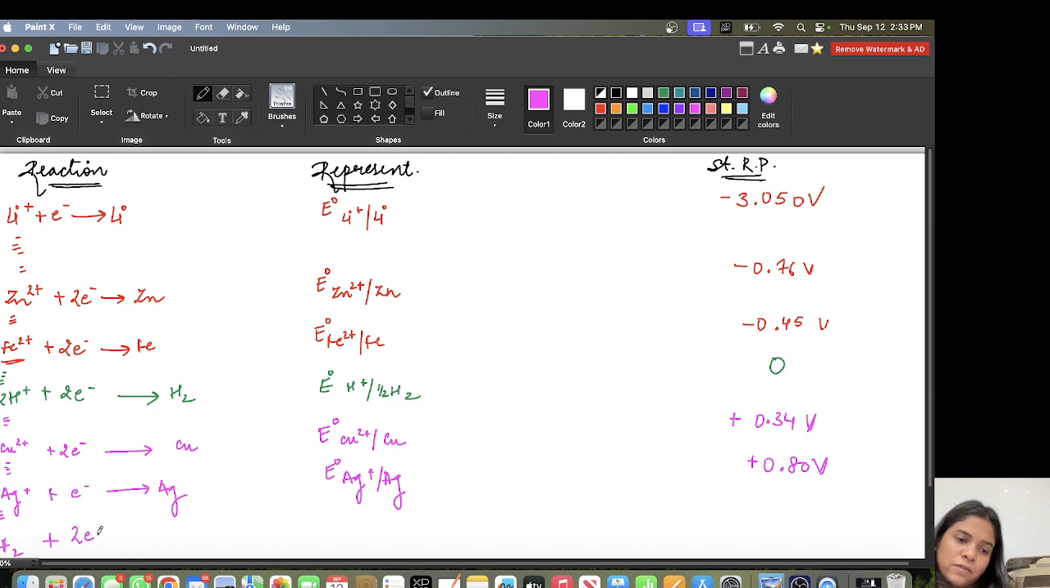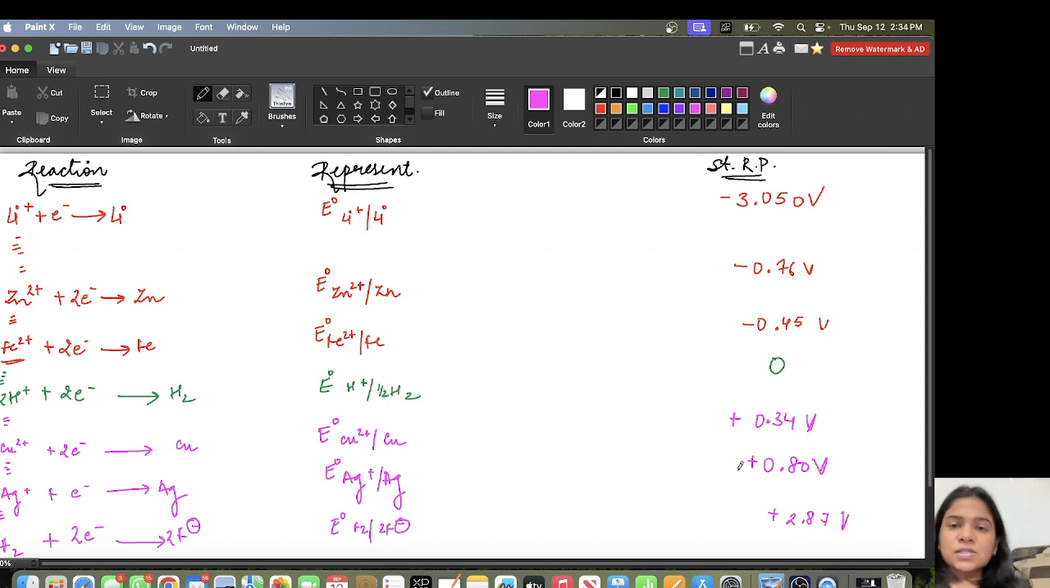Then you go a little down towards the end, you will get fluorine. Fluorine exists in the form of F2 because it's a gas. So F2 will accept 2 electrons to give you, sorry, 2F minus. So E naught you will write F2 and 2F minus. The value is plus 2.87 volt.